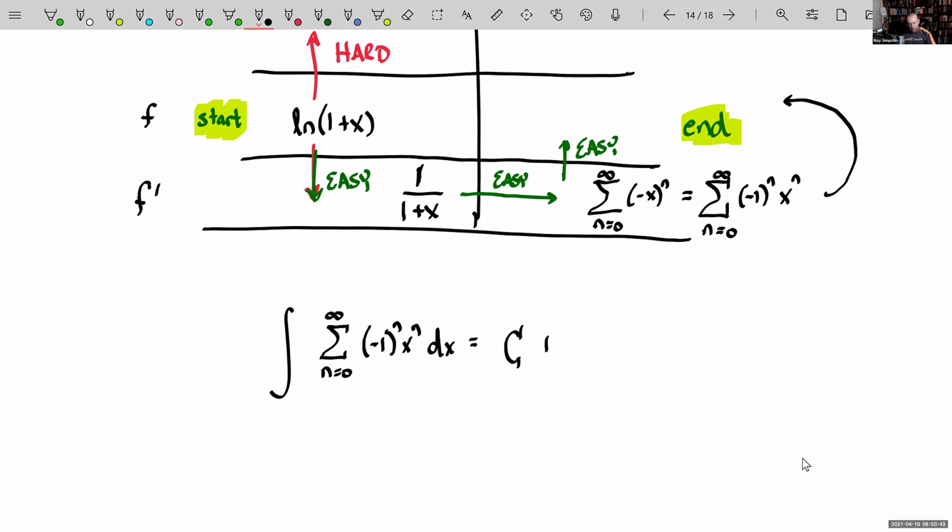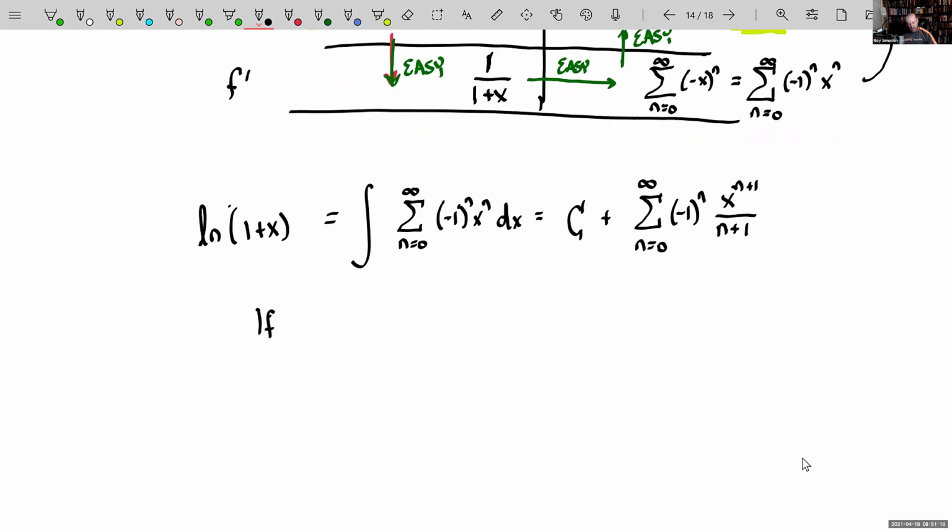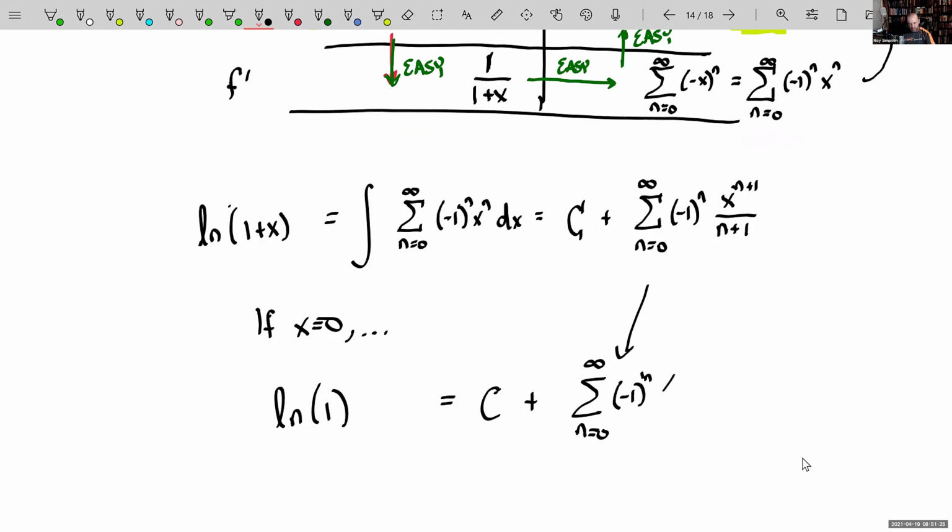Integrating, you get c plus, and now remember, you don't change your index here. It's n equals 0 to infinity. That -1 to the nth, it's just a constant. We'll add 1 power to x and divide by the new power. And that should be the natural log of 1 plus x. Here's the trick. If x equals 0, we have the natural log of 1 is equal to c plus this stuff. This allows us to find out what c is.